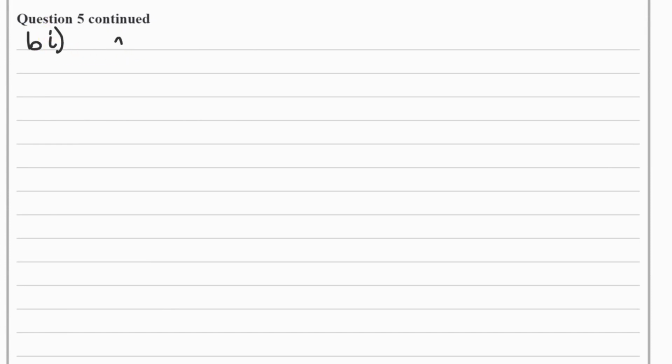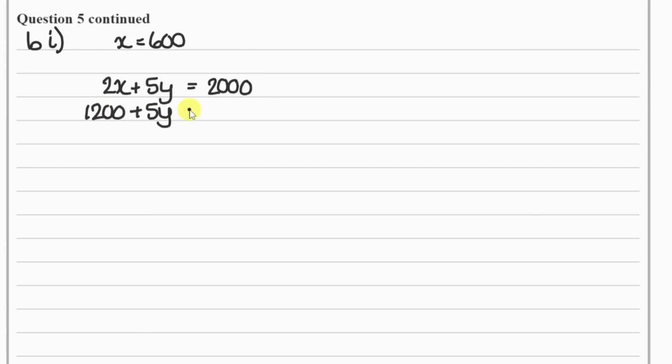we now know that x is equal to 600. So therefore, 2x plus 5y is equal to 2,000. So we then know that's 1,200 plus 5y is equal to 2,000. So 5y is equal to 800 and y is equal to 160.